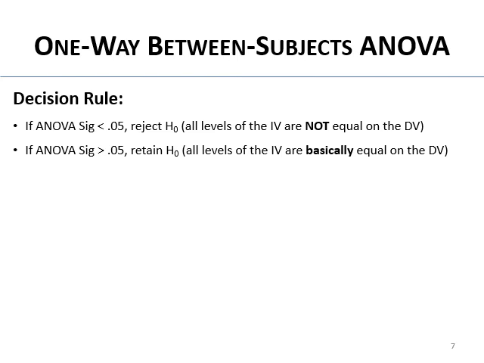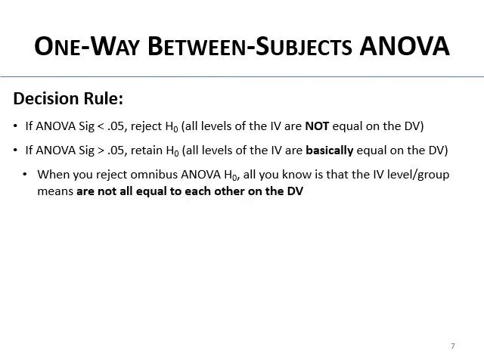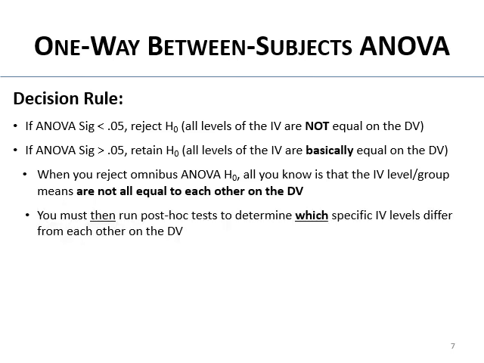If your ANOVA sig is greater than 0.05, you will always retain your null. That is, except for just chance variation, the mean scores of all the groups are equal to each other. There's no difference between any of the groups, any of the levels. So when you reject the Omnibus ANOVA null hypothesis, all you know is that the level or group means are not all equal to each other on the DV, but you don't know who differs from who. So in order to find out exactly which levels differ from which levels, you have to do a follow-up test called a Post-Hoc Test to determine which specific IV levels differ from each other on the DV.